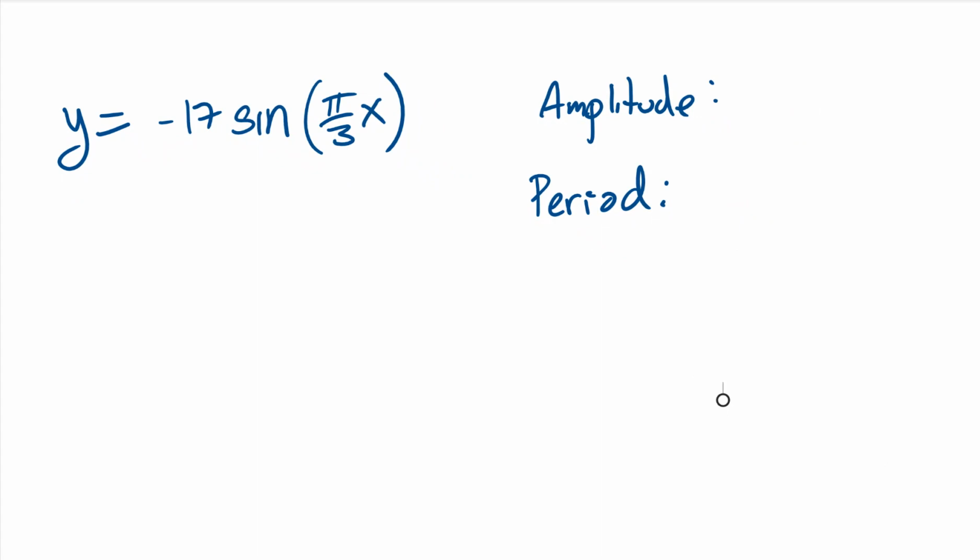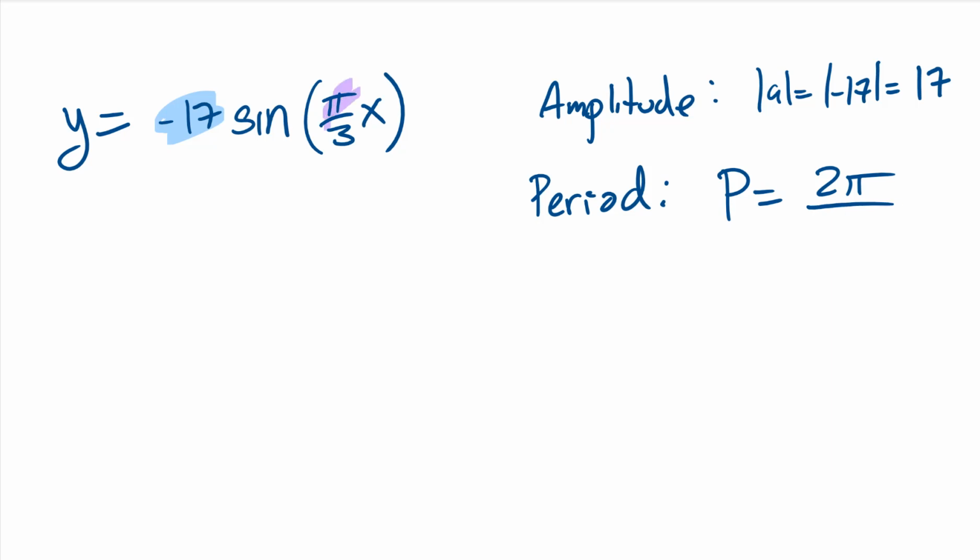Well, the amplitude is just the absolute value of whatever this number is. So our answer, our A, is just 17. Cool. Well, the period is found like this: the period is equal to 2 pi divided by whatever number is attached to x. So we pop that in, we get pi over 3.